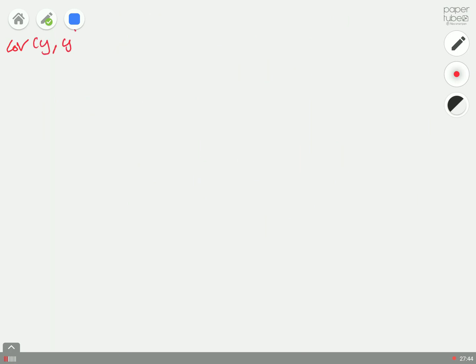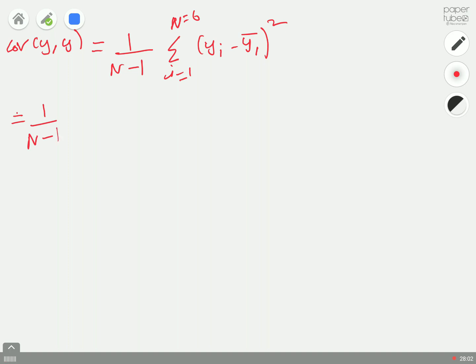So calculate covariance of y comma y. This is the same formula: sum from i equal to 1 to n, where n is equal to 6, of yi minus the average of all the y, raised to the power 2. That should be equal to 1 divided by n minus 1, and then you take the sum of all the y's.